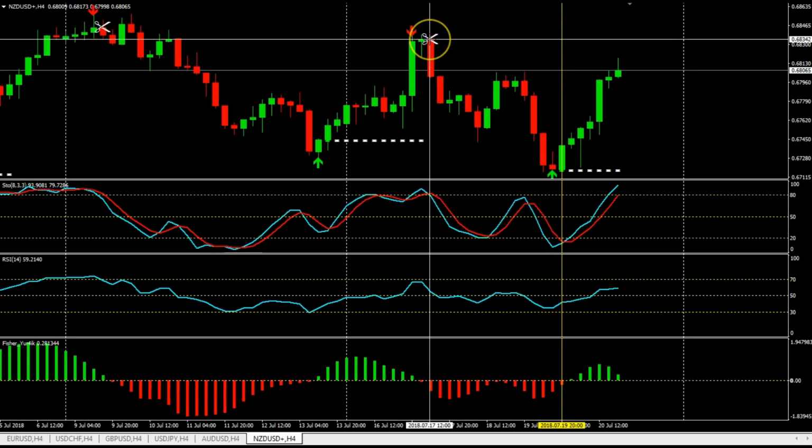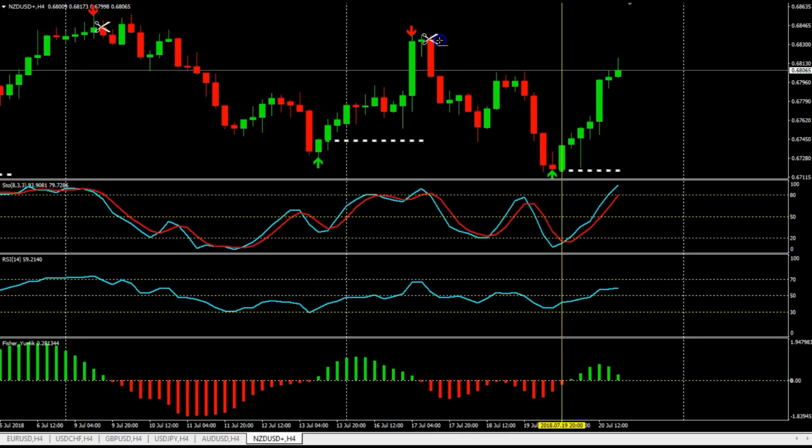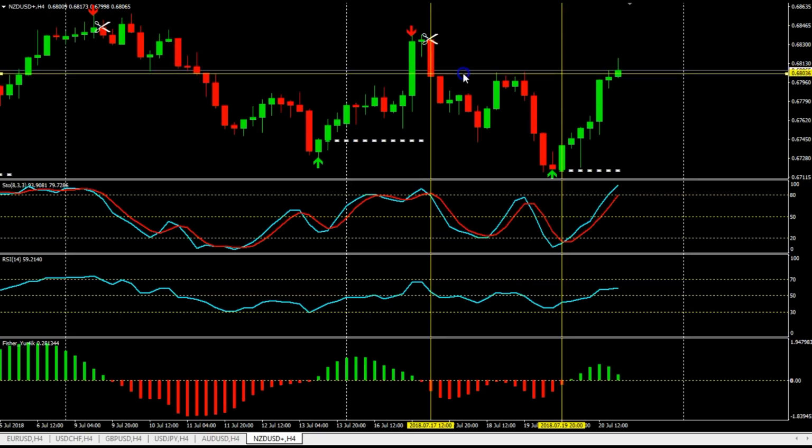We get the scissors here, so we put a line on the scissors. So this is our resistance level, and this was the arrow. So we place one line here, and then look below. The stochastic has gone down, RSI is going down, the fish is red, so we can go short here at the open of this candle, new candle, at the open of this red candle.